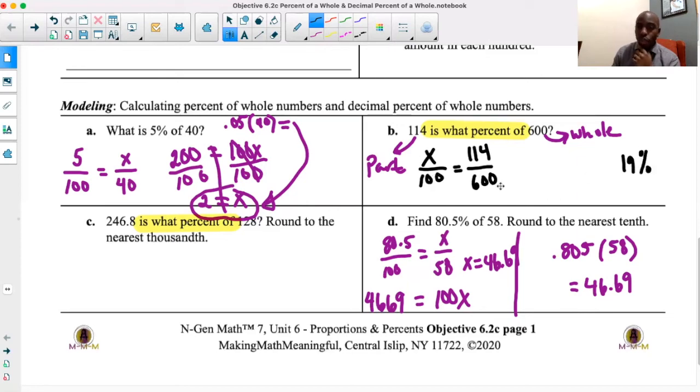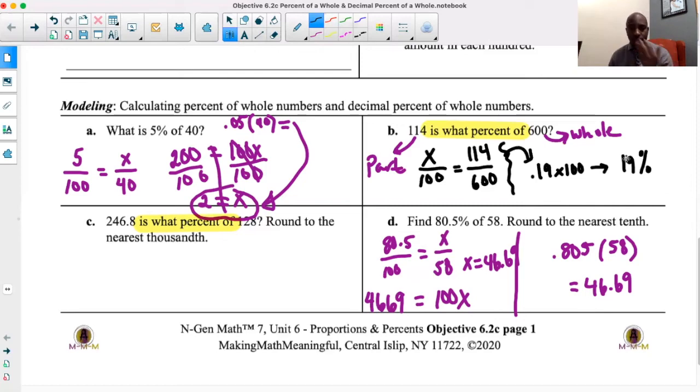Whether you decide to cross multiply and you solve it using cross multiplication, or you divide it, when you divide it, you would have got 0.19. When you multiply that by 100, you get 19%. All right. This is what we end up getting here when we go to solve it.